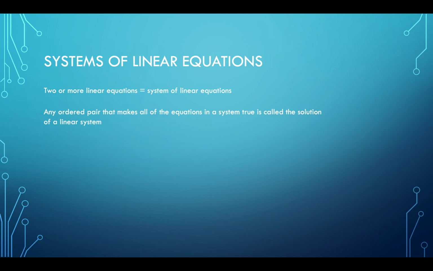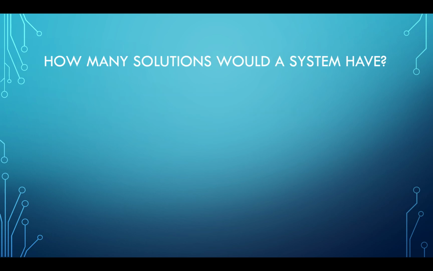For a linear system of linear equations, we're going to have an ordered pair. We're going to be looking at any ordered pair that makes all of the equations in the system true, which is called the solution of the linear system. We're going to go over this in about a minute or two. So how many solutions would a system have?